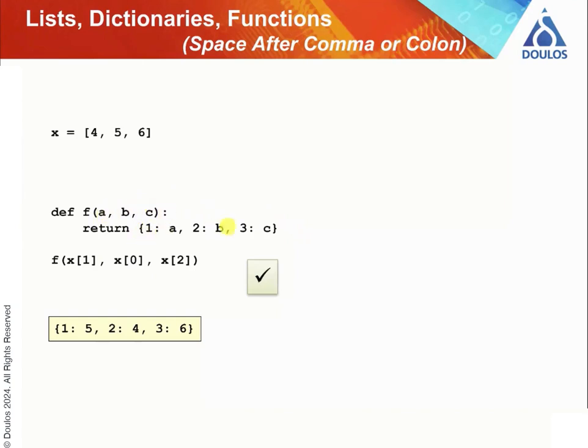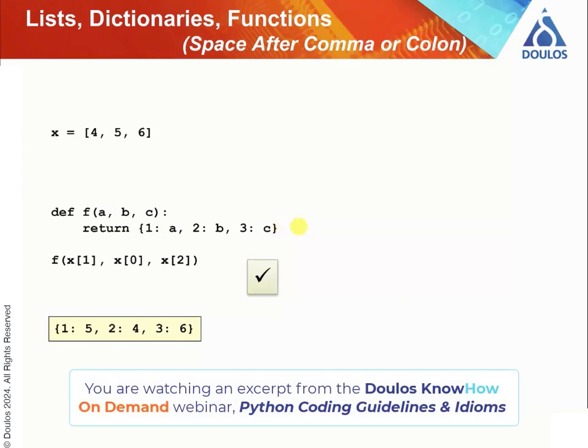So a dictionary in Python is a set of key value pairs. The keys in this case are the integers 1, 2, 3, and the values are the values of the variables A, B and C. So here we've got a Python dictionary with 3 key value pairs.